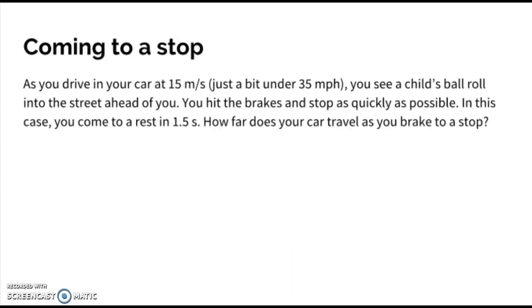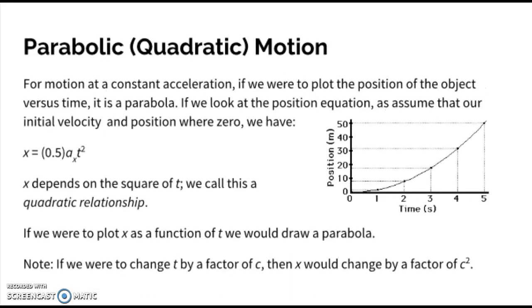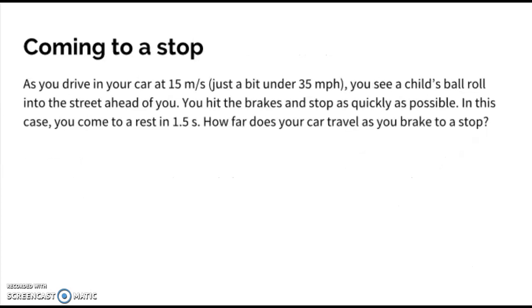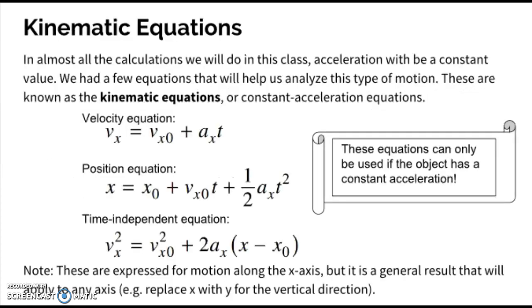So I'm going to skip this example and do it in another video. But I do want to mention a little bit about parabolic or quadratic motion. So let me go back for a moment to this position equation. If our initial position is 0 and our initial velocity is 0, then our equation simplifies to say that x is equal to 1/2 at squared.